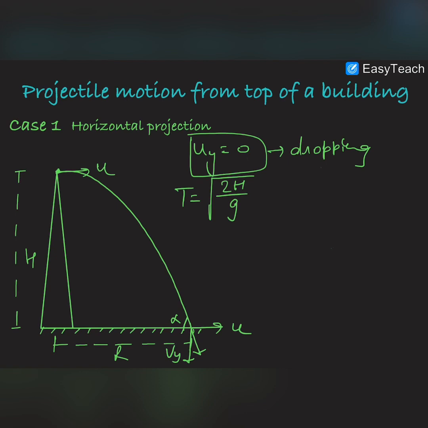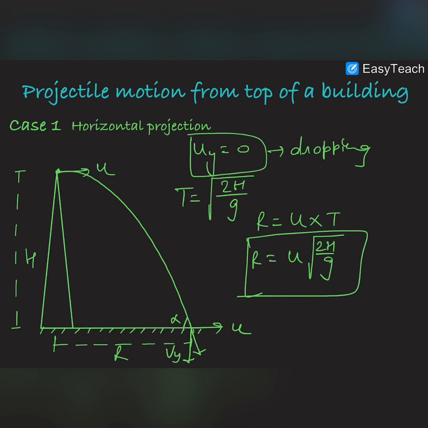So the time of flight would be the square root of 2h by g, and the range would be equal to the product of the x component of velocity with the time of flight. So the range would be equal to u into the square root of 2h by g. This is the range of the projectile in this motion.